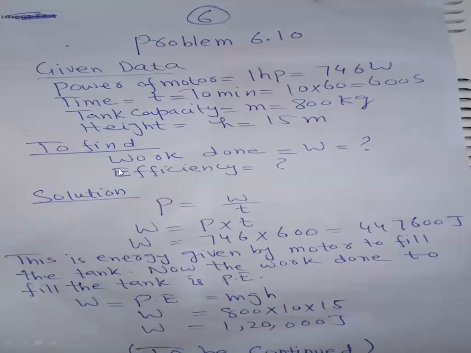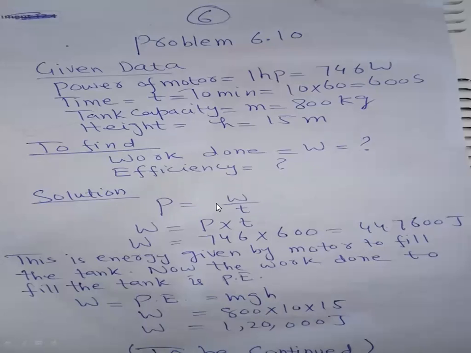In this numerical, we are asked to find work done, W, and efficiency. Two things are required: work done and percentage efficiency. We know the formula for power, P is equal to W by T. I have used this formula many times, and I have told you the rate of doing work is called power. So power is equal to W by T.